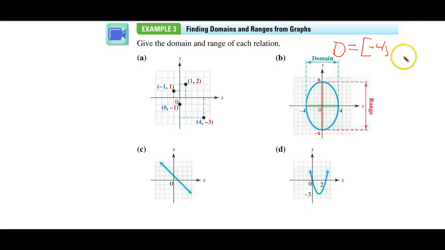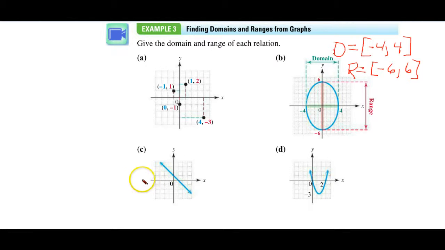And it goes on to a +4. And the range, and again you reflect the circle to the x elements, the y elements in this case, starts at a -6 and goes to a +6. And the brackets indicate that those numbers are included in the set.